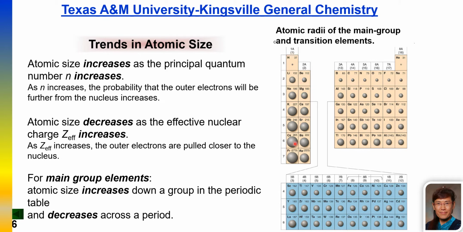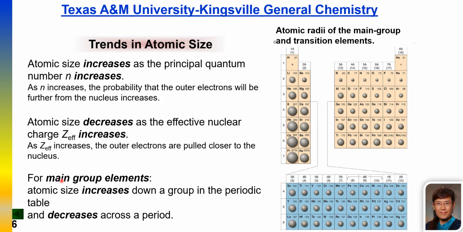You see the atomic size increases from 37 angstrom to 270 angstrom for the different elements in the same group. If you have elements located in the same period, you are going to see the atomic size decreases as the effective nuclear charge increases.